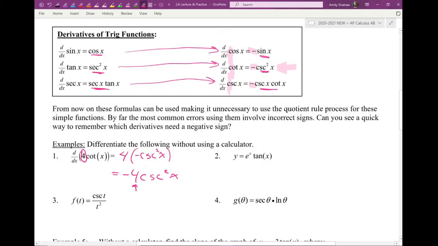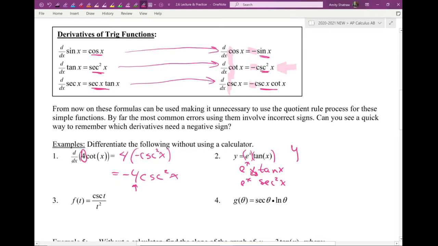Number 2, however, is a little bit more tricky because I want to just take the derivative of tangent, and I got that. I know that's secant squared, but there is an e to the x in front, and that happens to be another function. So this is another example of the product rule. I have something times something. And so if I take the derivative of e to the x, I still get an e to the x, but when I take the derivative of tangent, I will get a secant squared. And it'll be this times this and this times this.